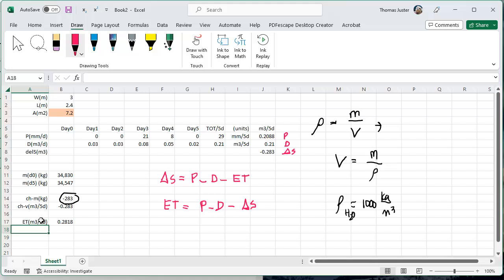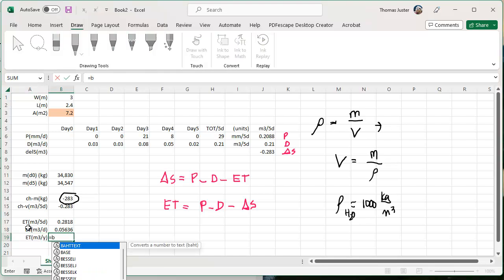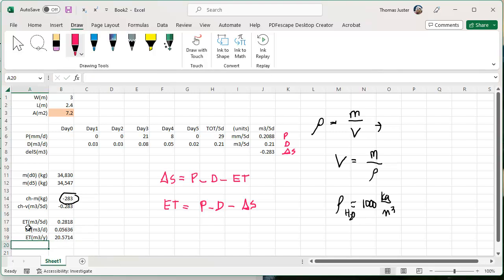So now we just need to convert this. We're asked to give an answer in millimeters per year. So we just have to do some simple little conversions here. Remember that this is the volume in our monolith, which had an area, so we're going to have to convert that to a flux by dividing by the area. But first, let's do this ET in meters cubed per day. I'm going to take the value of meters cubed per 5 days and divide it by 5. So that's meters cubed per day. And then I can do meters cubed per year by taking that value times 365. So that's the cubic meters per year.